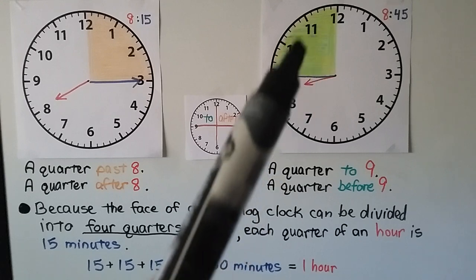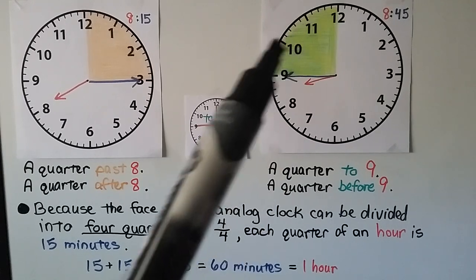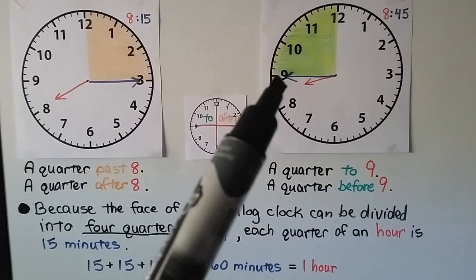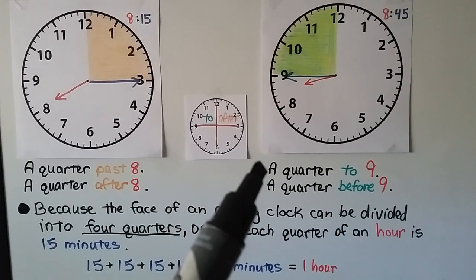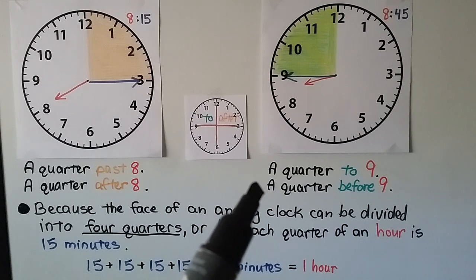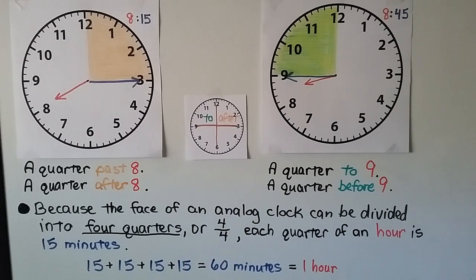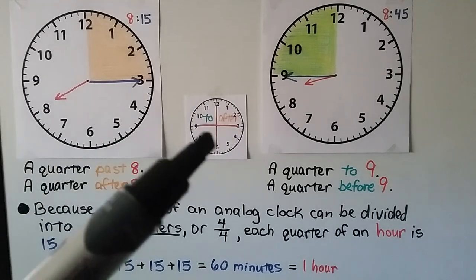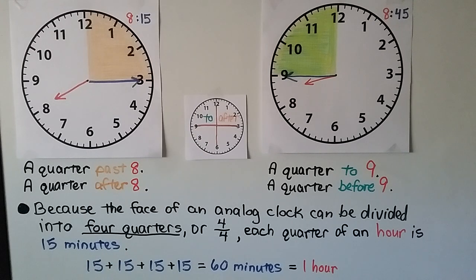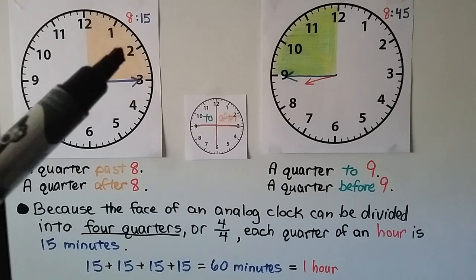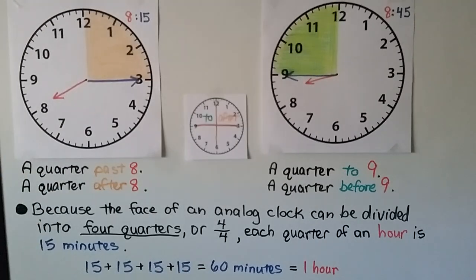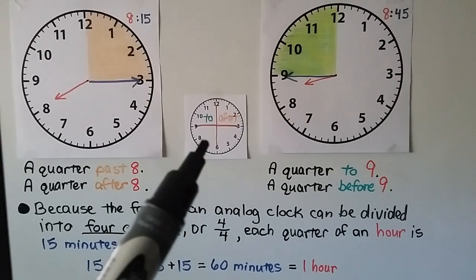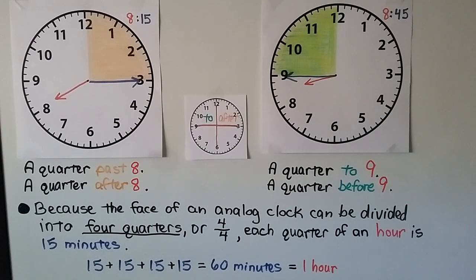And here, this little quarter between the 9 and the 12, and the hour hand is not quite pointing on the 9 yet, we can say it's a quarter to 9 or a quarter before 9. Because the face of an analog clock can be divided into four quarters, 1, 2, 3, 4, or 4/4, each quarter of an hour is 15 minutes. If we do 15 plus 15 plus 15 plus 15, it'll equal the 60 minutes. That's 1 hour.